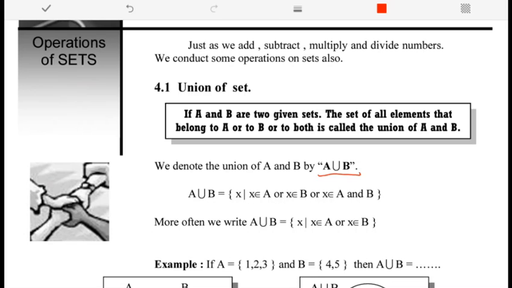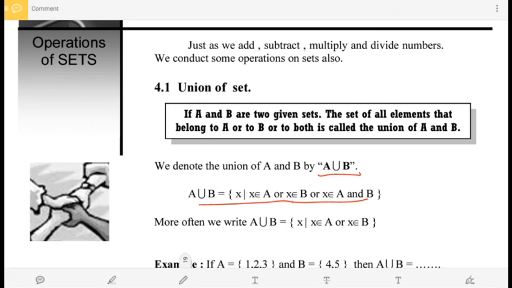In set builder form, we can say that A union B is the same as the set of x such that x belongs to A or x belongs to B, or x belongs to both A and B. So let's have an example for this union of sets.